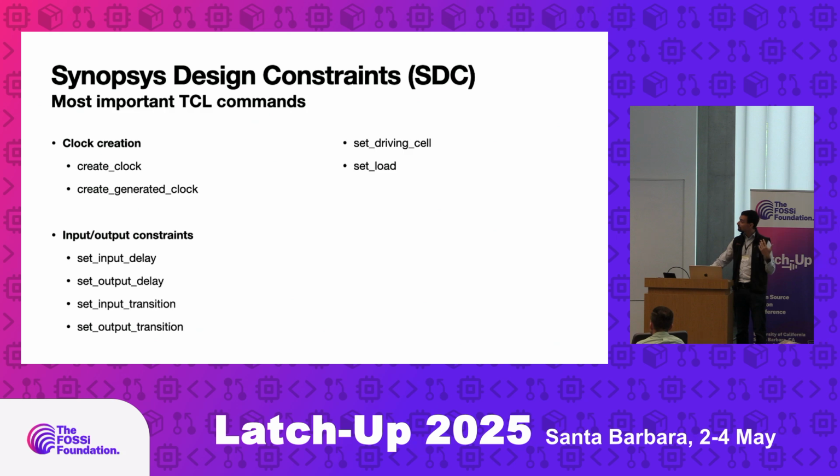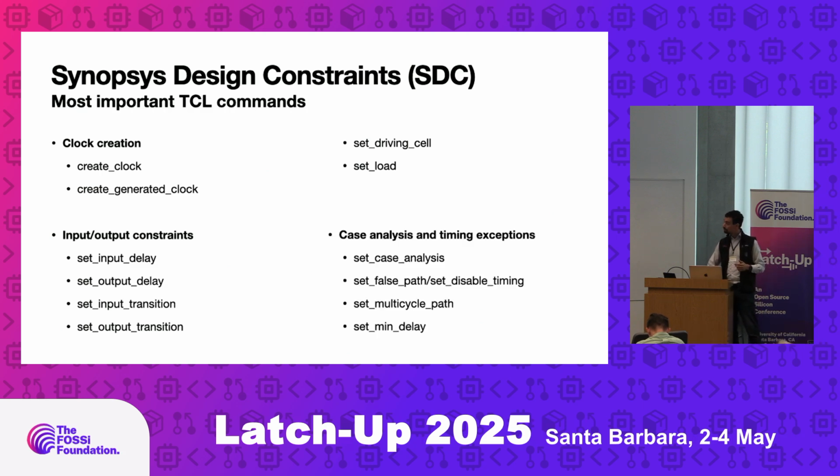And then the next thing is input and output constraints. These are really important to make sure they are set in your design. This is where you constrain an input or an output with respect to a clock. It's really important that you do this, because otherwise you might miss certain timing paths that come from those inputs. And then finally, there are case analysis and timing exceptions.